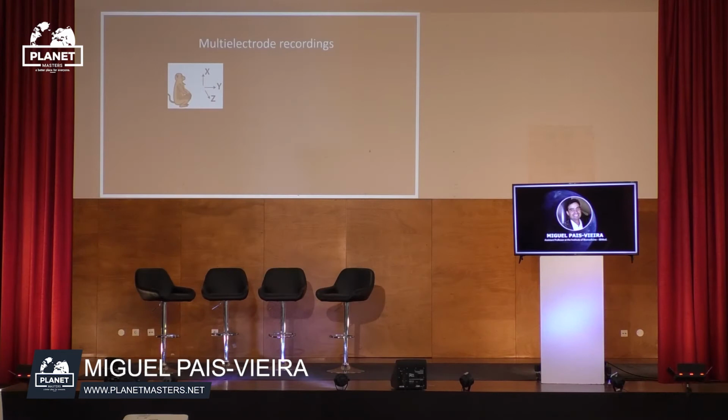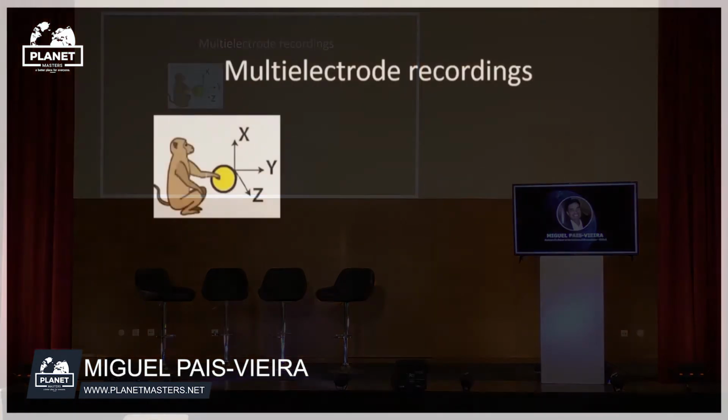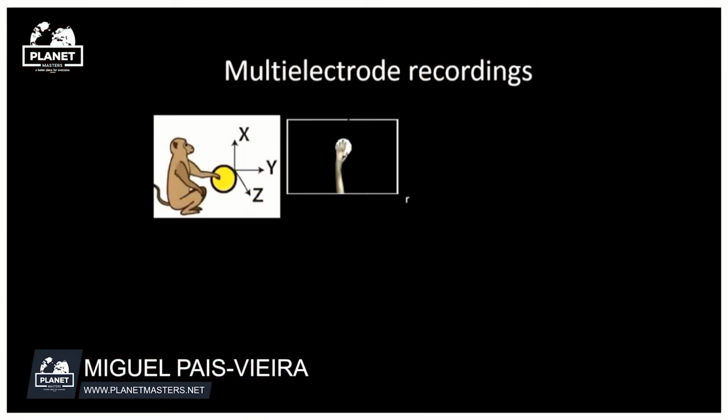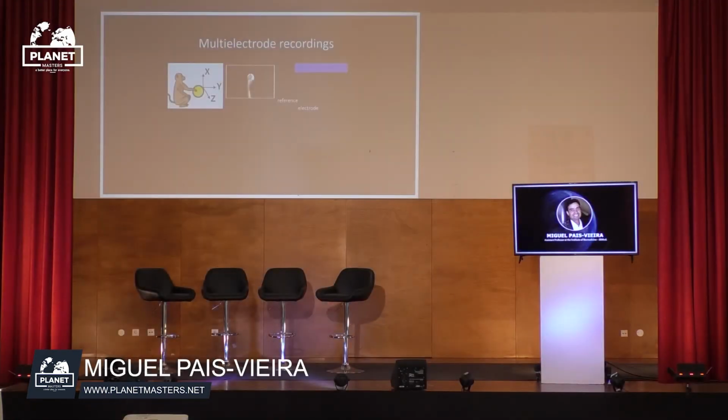So let's imagine that we have a monkey, for example, controlling a cursor in XYZ direction, and as he's watching his arm or a virtual arm doing it, we have electrodes in its brain. What this means is that if the brain works by electrical activity, or part of it is electrical activity, then we should be able to measure these differences in electricity.